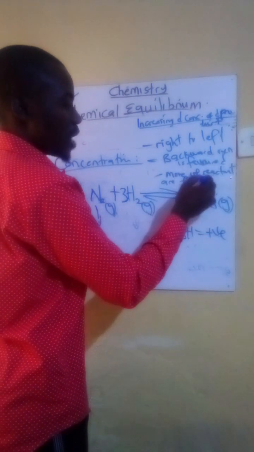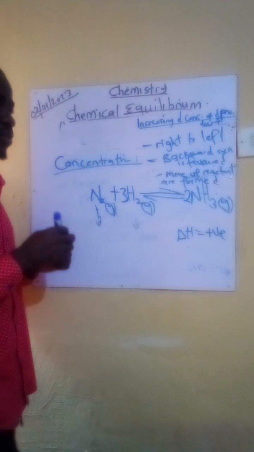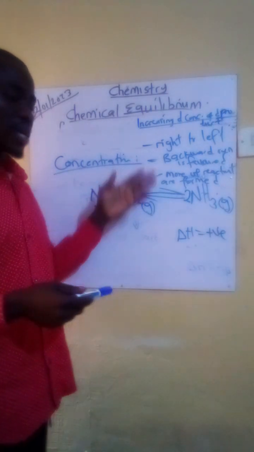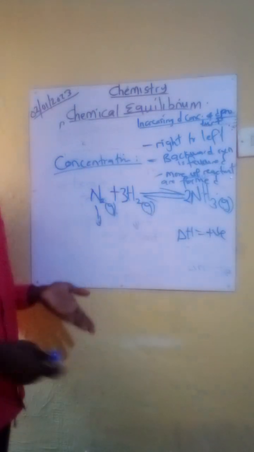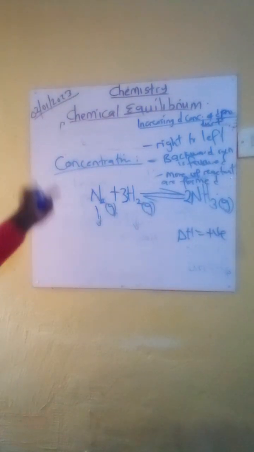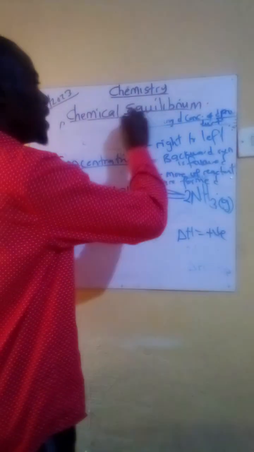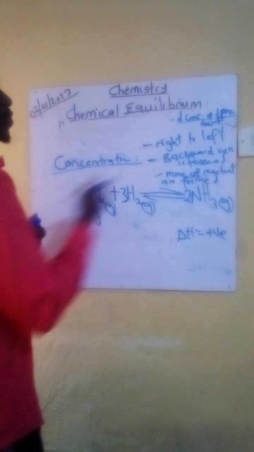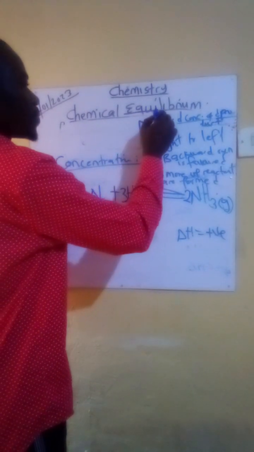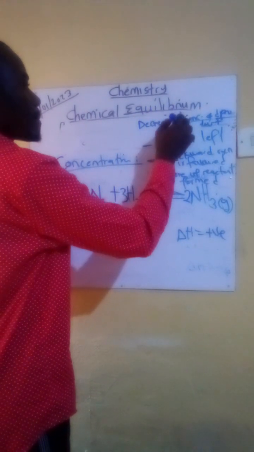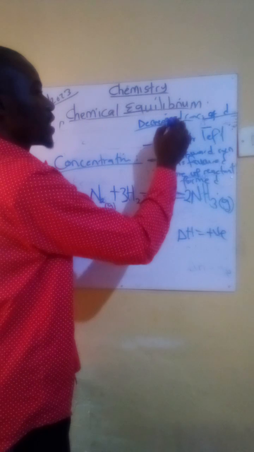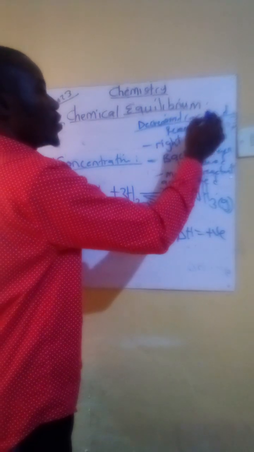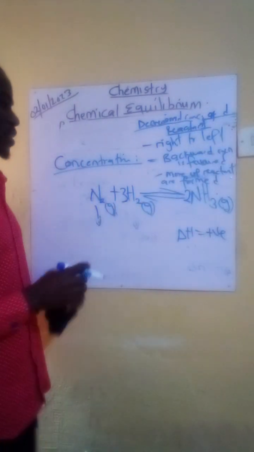You have all of this in your note anyway, and you can hear me very well, for those of you that are not seeing. So, increasing the concentration either of the reactant or of the product. Now here, you are decreasing the concentration of the reactants. So if you are decreasing the concentration of the reactants, what does it mean?